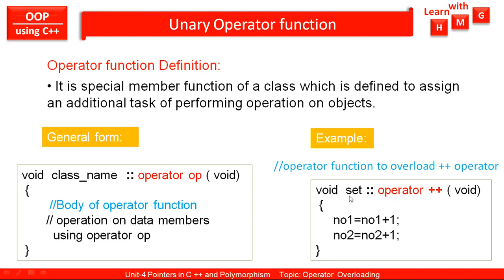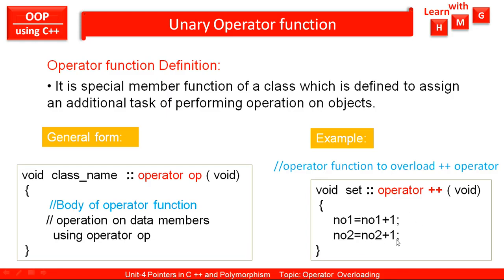This function is a member of the set class. This function does not return any value, that is, a void function, and it does not accept any argument, that is, void arguments. Now within this I am incrementing, that is, adding 1 to the data members. In the set class, consider that there are two data members, no1 and no2, and I am performing operations on no1 and no2, that is, adding 1 to the value. So my statements will be no1 = no1 + 1 and no2 = no2 + 1. In this way, the values of data members of the set class are incremented by 1.